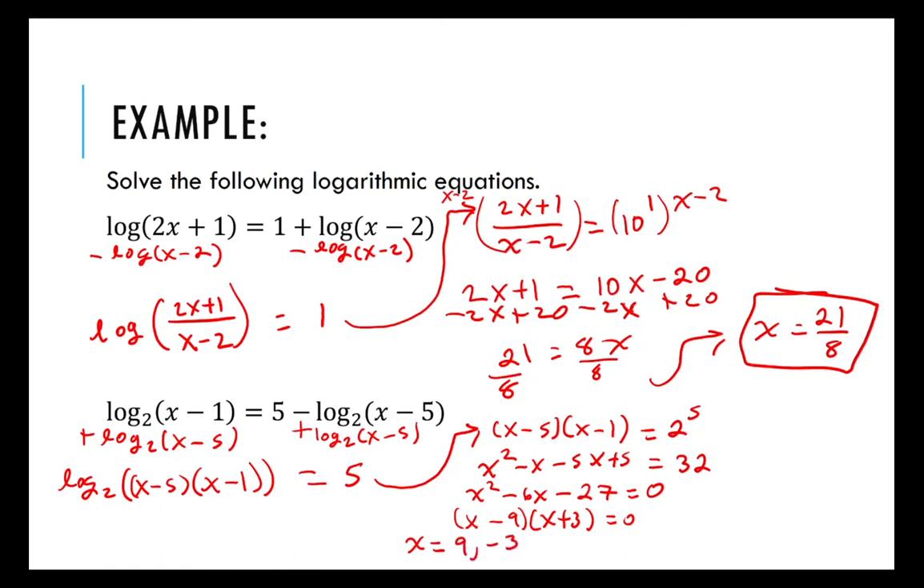At this point, we need to go back and check in our arguments to make sure it works. 9 minus 1, positive. 9 minus 5, positive. 9 is fine. Negative 3 minus 1 is negative, so before we go any further, we're already done. So 9 is the only solution.